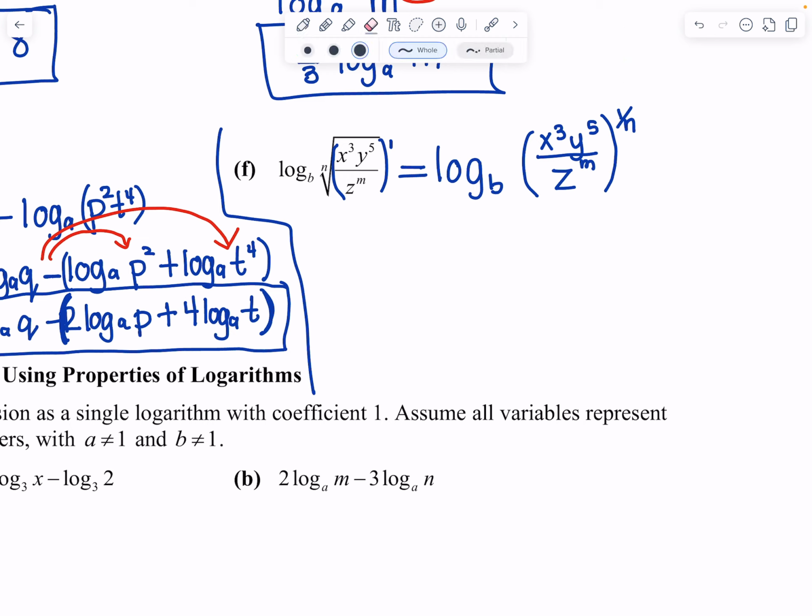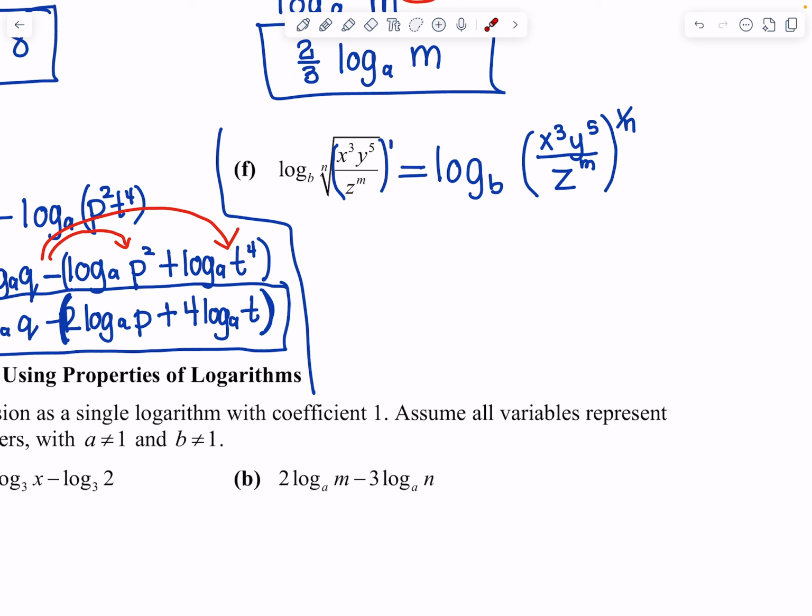Let me erase this, okay? Now, like I said to you in class earlier, let me say it again. To rewrite a radical expression as an exponential expression, remember, your exponent will be a fraction. You take this exponent and put it over the root. Here, my root is n. That's where we get our exponent, okay?